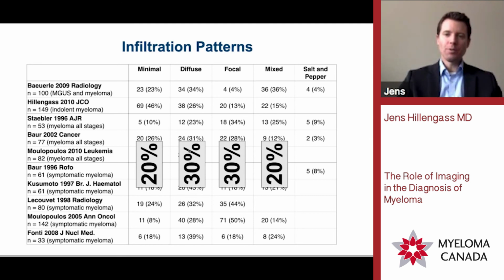So diffuse infiltration also in about 30%, minimal infiltration, meaning a bone marrow that looks rather normal, also in 20% of patients, even though those patients have multiple myeloma. And a mix of focal and diffuse infiltration is also in about 20%.